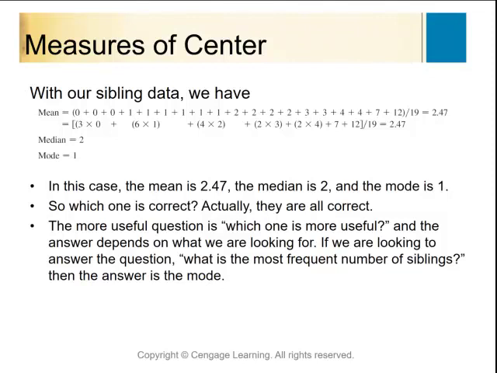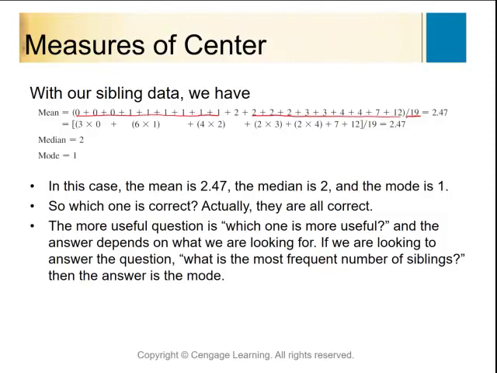Looks like there were 19, so they added them all together, divided by 19, and they got 2.47. And for the median, what they did was they lined them all up, and then they just take the exact physical middle numbers. So let me see if I can do that for you.